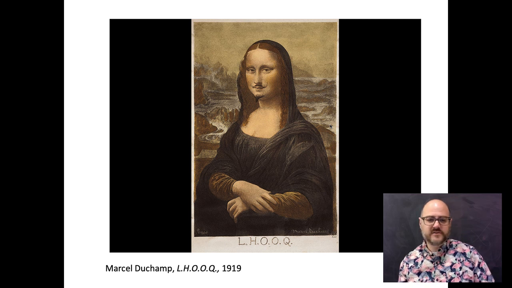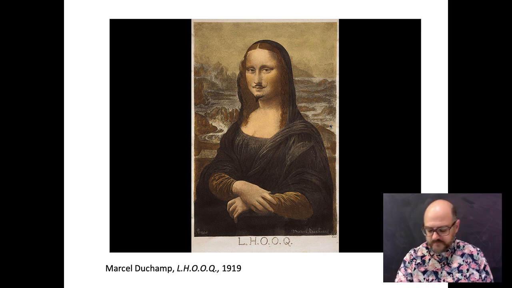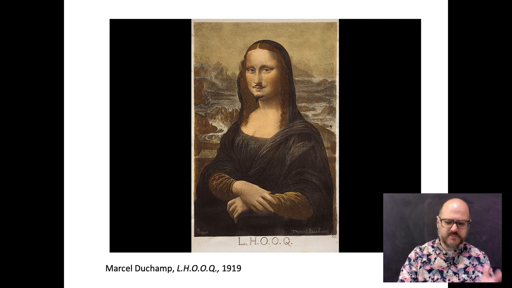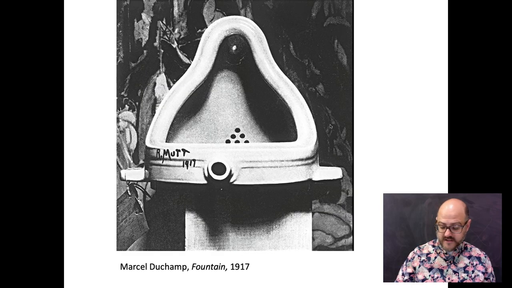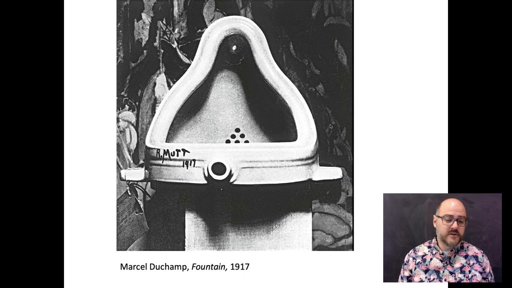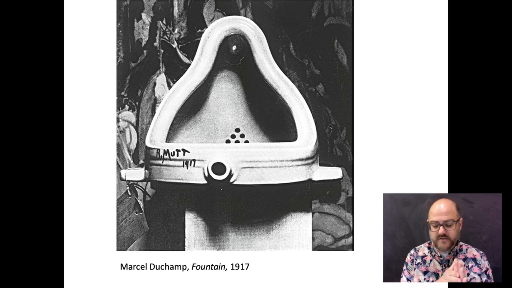It's also an act of destruction, which we thought about before with the work of, remember, Rauschenberg, who did the erased de Kooning. This is another one of Marcel Duchamp's works. It's called Fountain. It's a urinal, essentially. He went to a hardware store, bought a urinal, and presented it at the Society of Independent Artists.